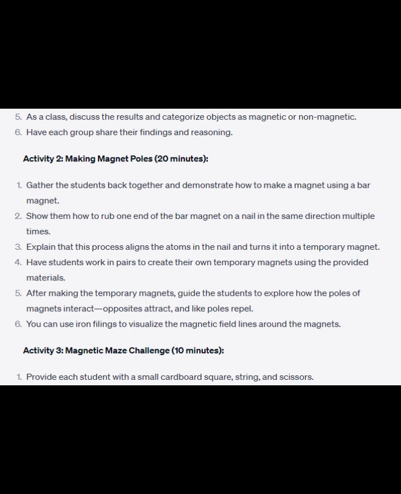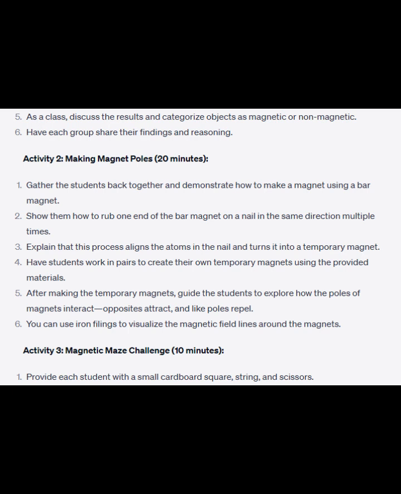Activity 2: Making magnet poles. 20 minutes. Gather the students back together and demonstrate how to make a magnet using a bar magnet. Show them how to rub one end of the bar magnet on a nail in the same direction multiple times. Explain that this process aligns the atoms in the nail and turns it into a temporary magnet.